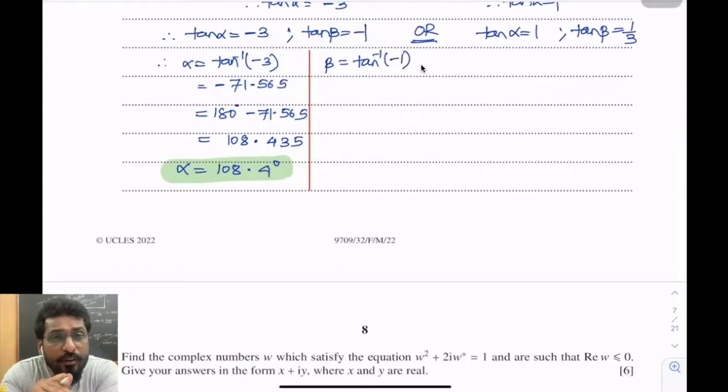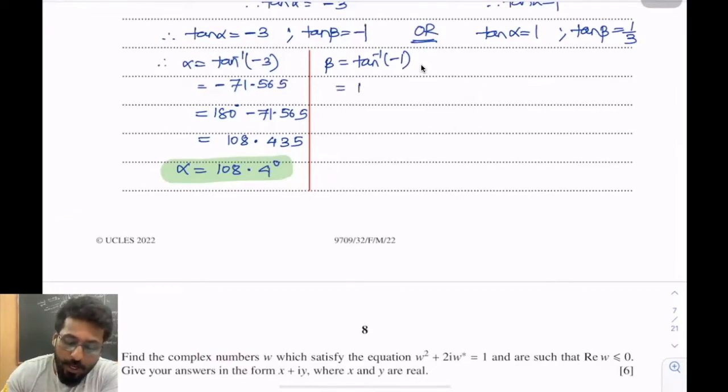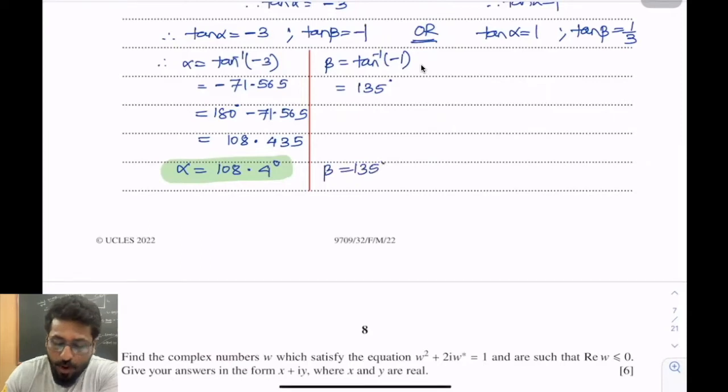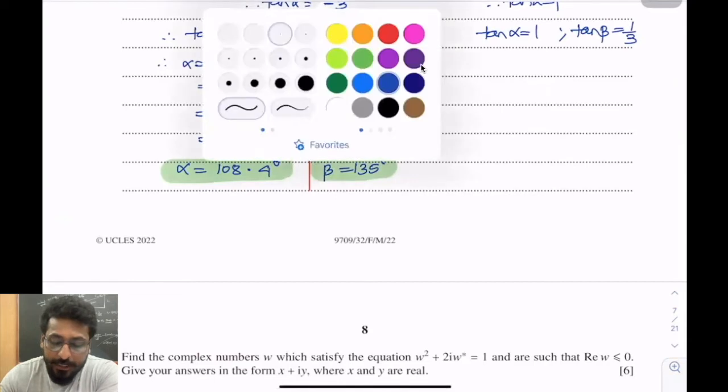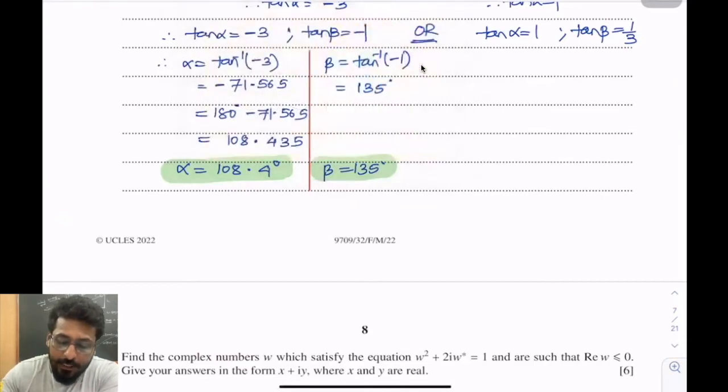It will come -45. -45 is an angle in the fourth quadrant. Stretch it to the second quadrant, and you just get the value of beta. Or you can do just 180 minus whatever angle you have got. So this is going to be simply 135 degrees. So beta has come 135 degrees. That's one set of values. Alpha and beta is what I've got. Now let's work out the second set as well.